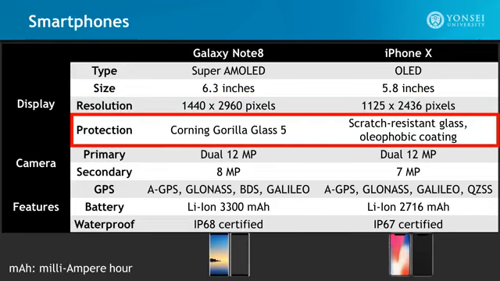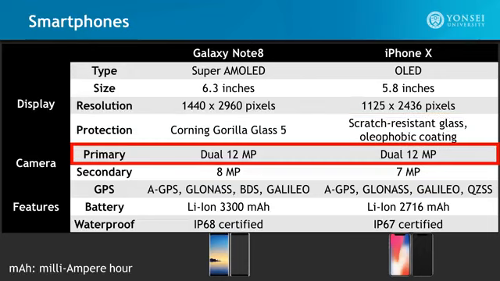Protection-wise of the display, for Galaxy Note 8, it uses a Corning Gorilla Glass 5. And for iPhone X, it uses scratch resistant glass, and it has the feature of oleophobic coating. What does Corning Gorilla Glass mean? Also, what does oleophobic coating mean? Of course, I will talk about the details of this in the following lecture.